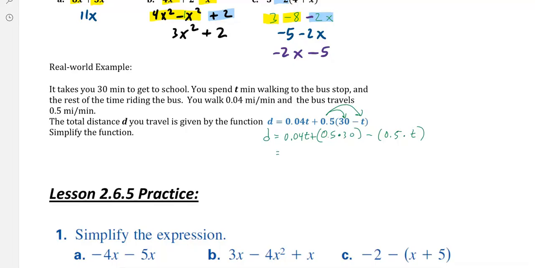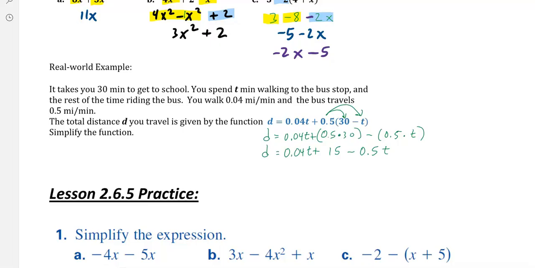Now let's go to the next step. We're going to multiply. See, we took care of the multiplication. Now we're going to do the multiplication here. 0.5 times 30 is 15. And minus 0.5 times t is 0.5t. And then everything else just comes down. That plus sign and 0.04t comes down, and the d here.